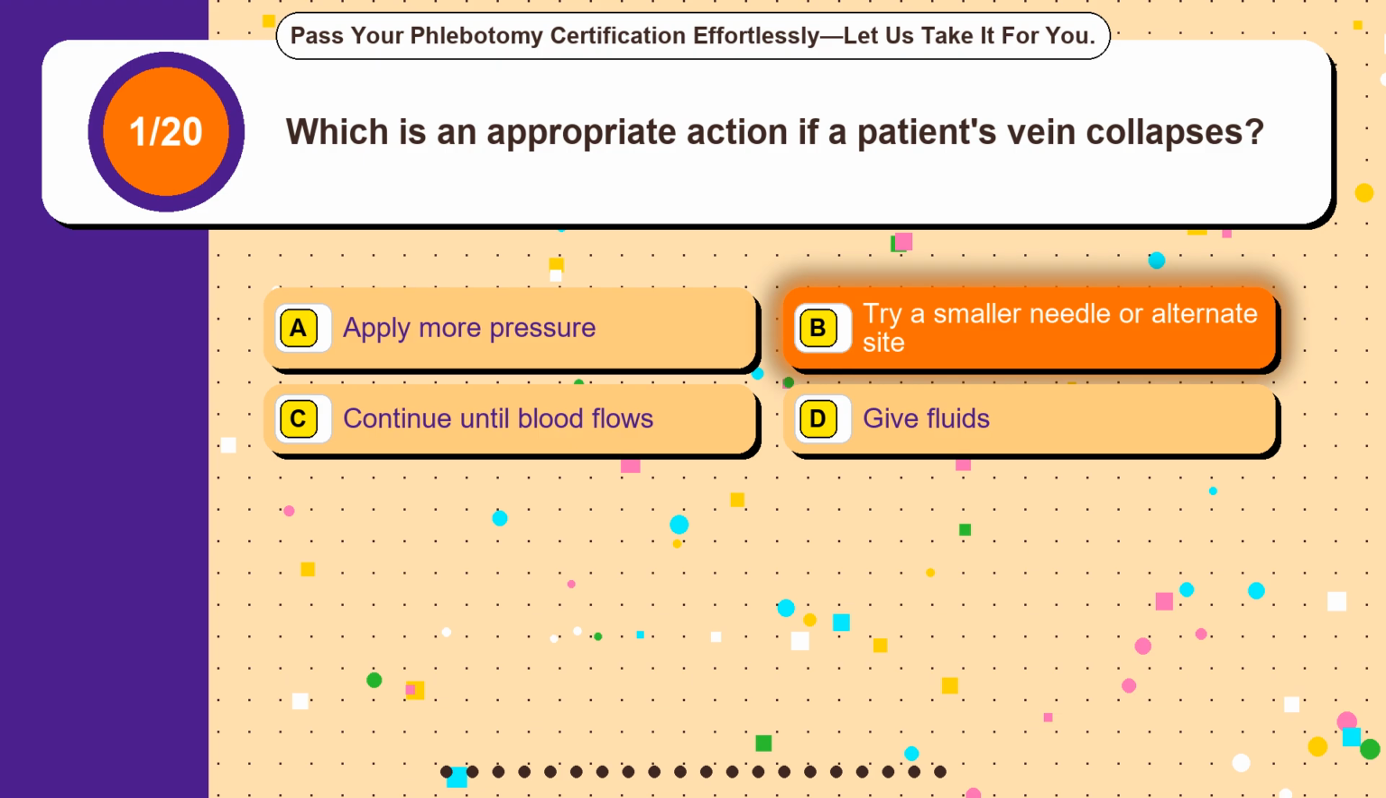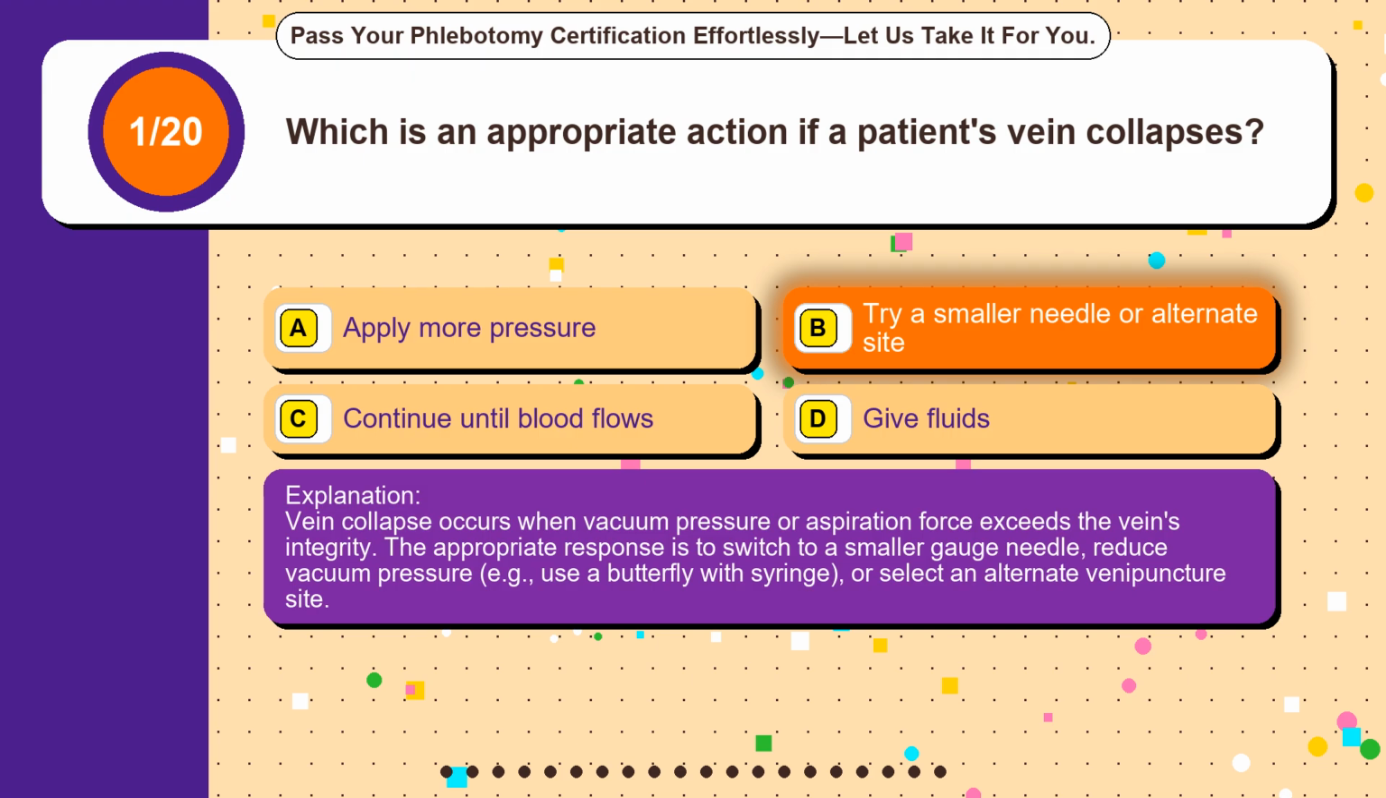Try a smaller needle or alternate site. Vein collapse occurs when vacuum pressure or aspiration force exceeds the vein's integrity. The appropriate response is to switch to a smaller gauge needle, reduce vacuum pressure, for example, use a butterfly with syringe, or select an alternate venipuncture site.